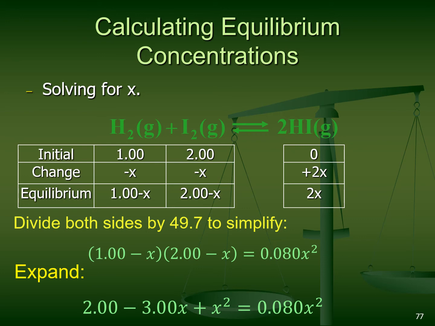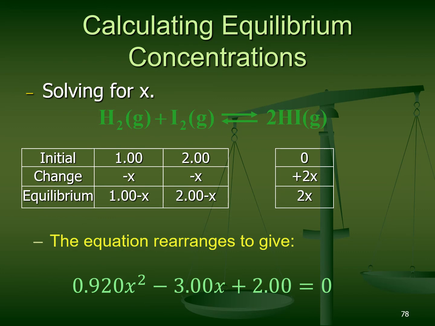We want to get all the terms on the same side equal to 0. So I'm going to subtract 0.080 x squared from both sides. Once you subtract the 0.080 from 1, we get 0.92 x squared minus 3x plus 2 equals 0. And we remember that we want to rearrange it this way so that we have our x squared first, our x next, and our no-x term last, because then we can line them up with a, b, and c. So we know that a equals 0.920, b is -3, don't forget that negative, c is 2.